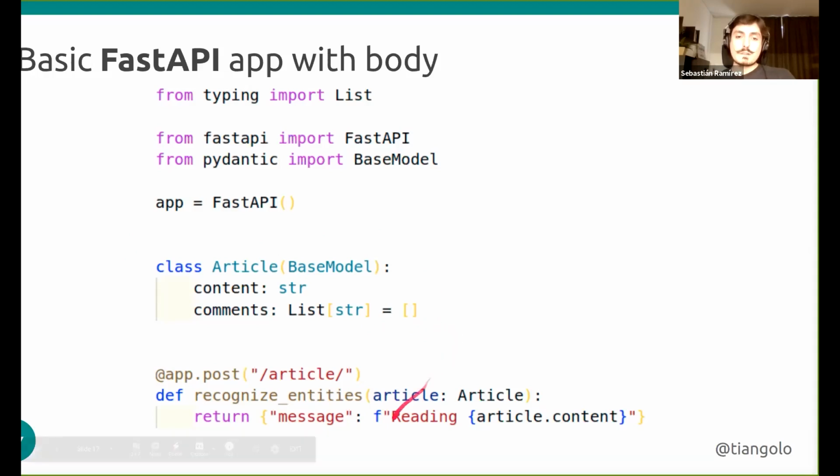Then we can declare a variable here. This is now the same thing that we have been doing. We use the decorator with app, and then we do .post. This means that the HTTP request is going to be a post request. And this goes to /article/, and we are receiving this article variable, which is of type Article. And this article here is the same class that we created above. So we are taking this article, which is this JSON shape, and we are going to receive it as JSON.